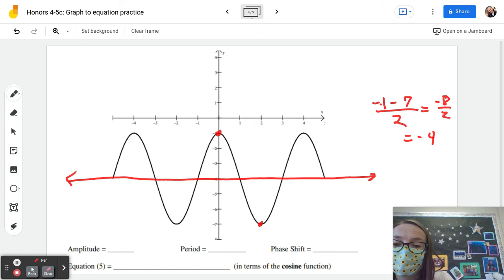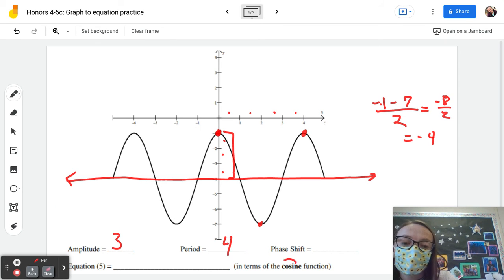From there, I'm going to figure out the amplitude. The amplitude is the distance from the midline to the highest point. In this case, this distance is 1, 2, 3. The period is how long it takes for me to start over. If I start here at 0 at a max, I get back to a max after 1, 2, 3, 4. So the period must be 4.